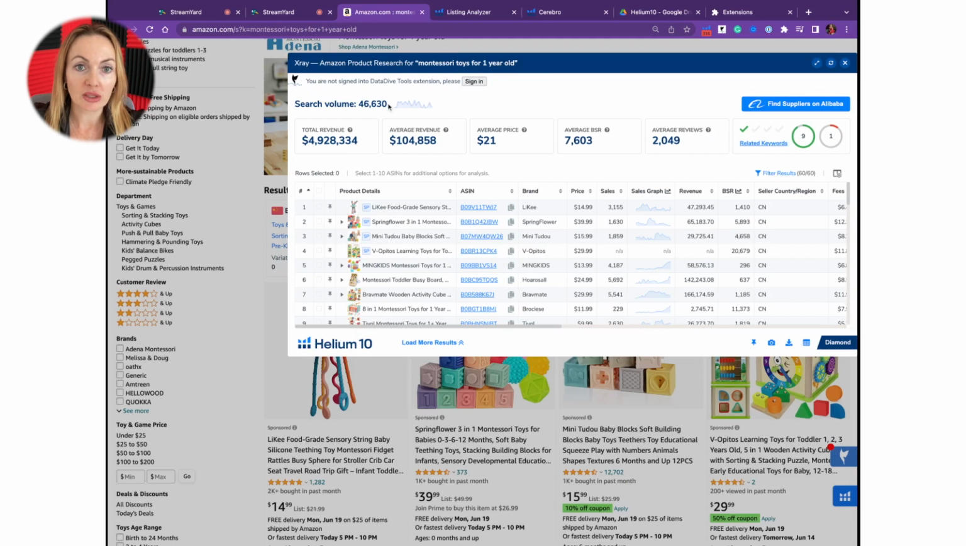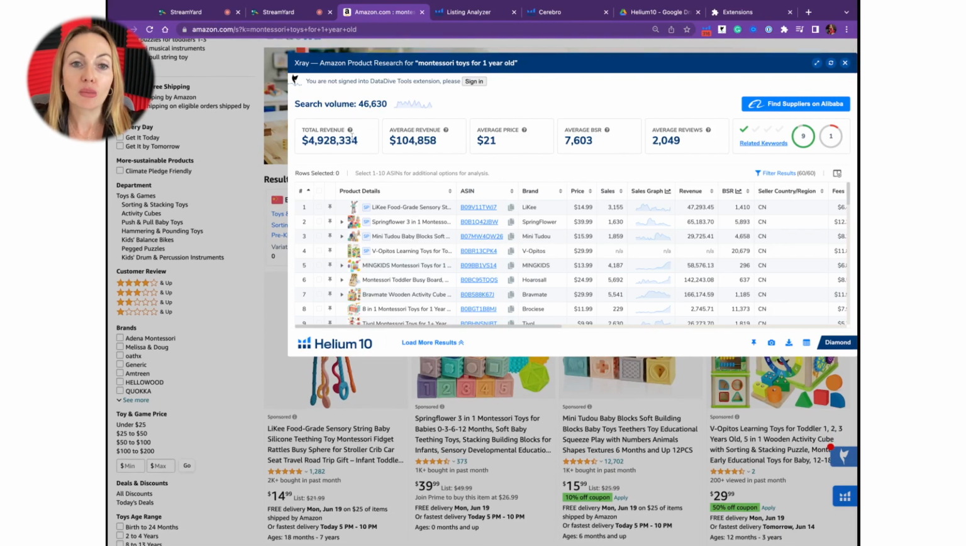So first of all, we can see here 46,000 search volume per month, which is not bad at all. The total revenue of the market is almost $5 million per month. If you don't understand what a metric means, you can always click the question mark and you will be able to see what it is. Average revenue is $100,000. Average price is 21. Average BSR, if you don't know, is bestseller rank, which means a lower BSR is bigger sales and a higher BSR is lower sales. So this BSR is really good.